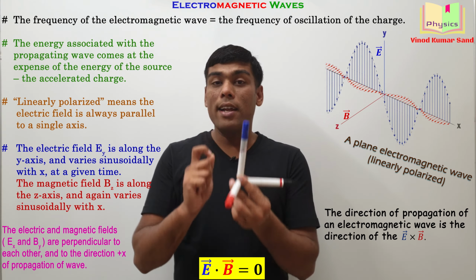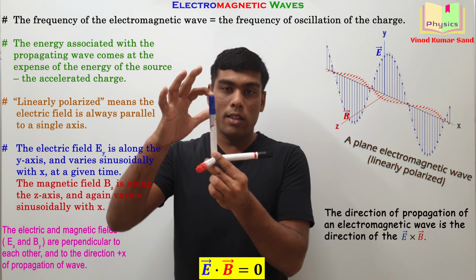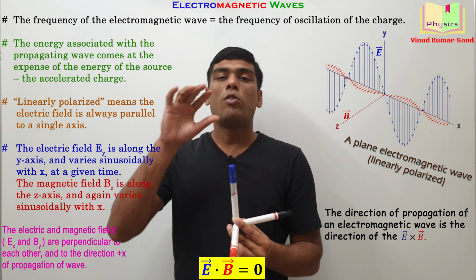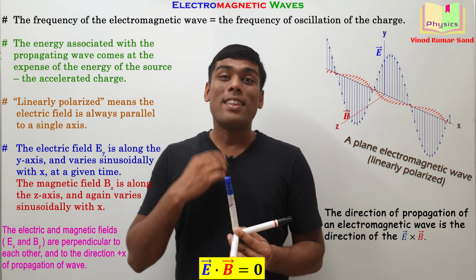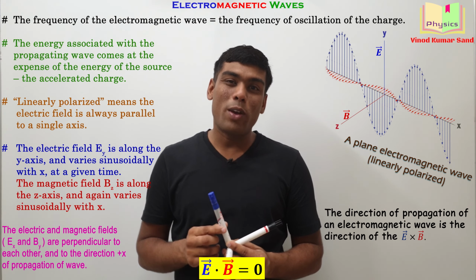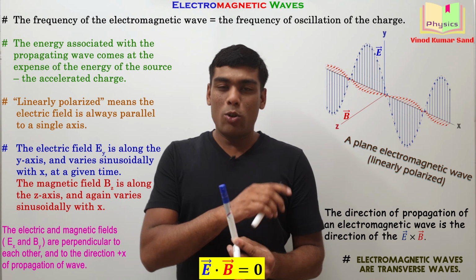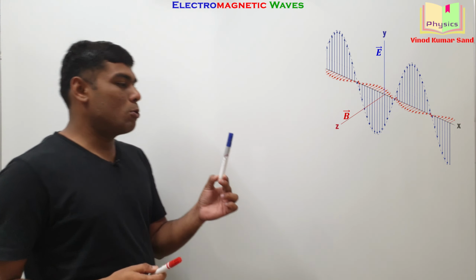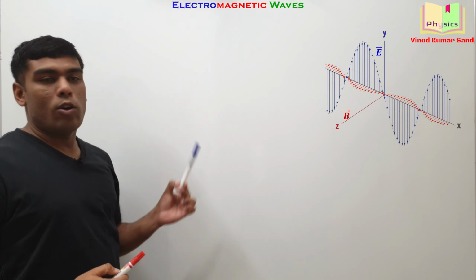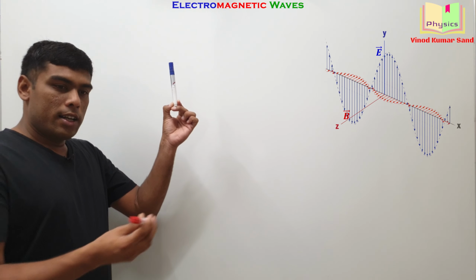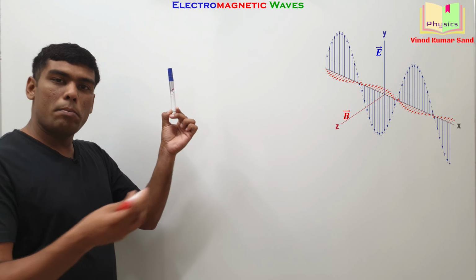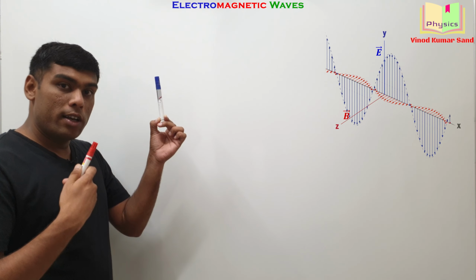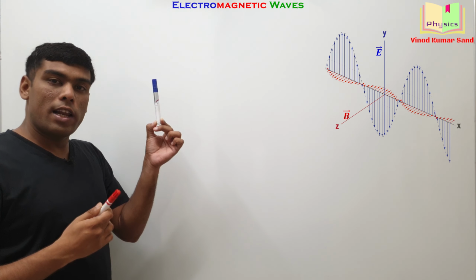Keep in mind, in an electromagnetic wave, the E vector, the B vector, and the direction of the propagation of the electromagnetic wave will always be perpendicular. That's why the electromagnetic wave is a transverse wave. To give you a better idea, I am giving you an example. Suppose this is indicating the oscillation of the electric field. This indicates the oscillation of the magnetic field, and the direction of my motion is the direction of the propagation of the electromagnetic wave.